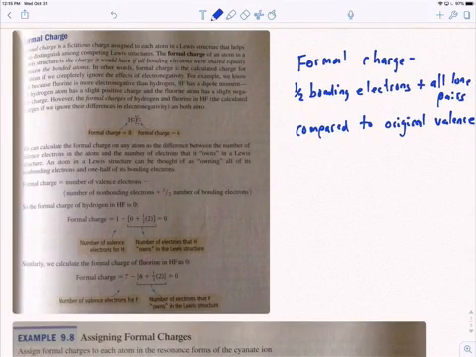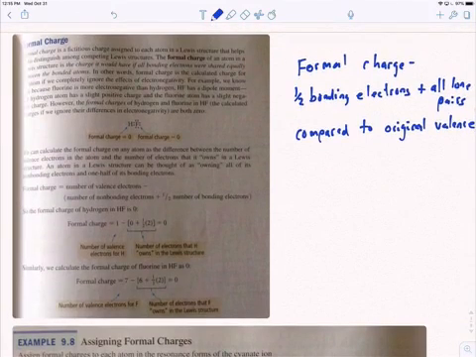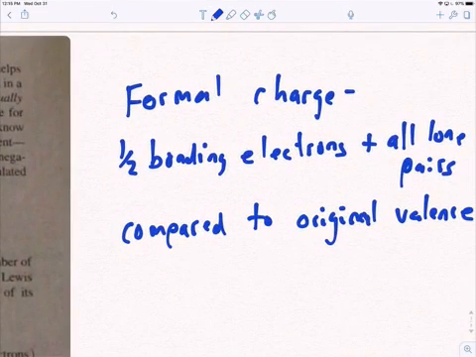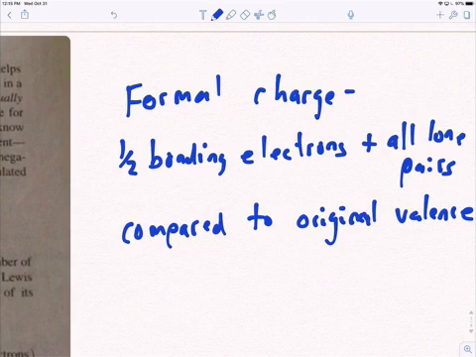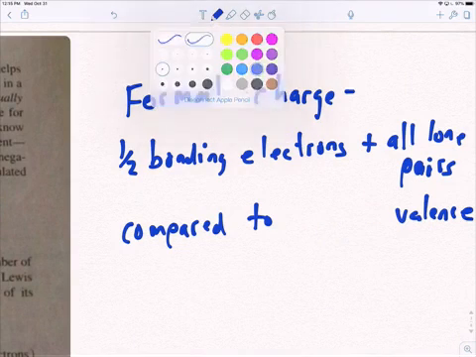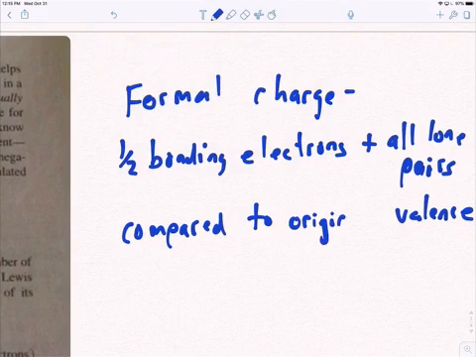Now I mentioned formal charge. Here's the whole definition in the book. To calculate formal charge, you look at half of the bonding electrons and all the lone pairs, and then compare it to its original number of electrons. I must have written this quickly.